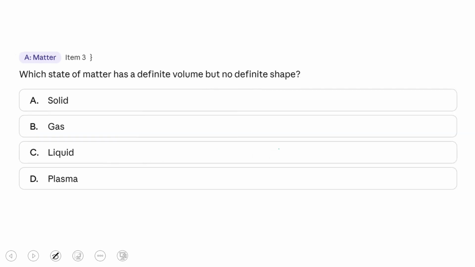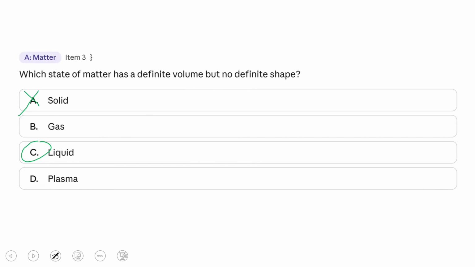Item 3, which state of matter has definite volume but has no definite shape? The answer is liquid, all right? Because if you look here, the solid has definite shape and definite volume, right? So that is wrong.